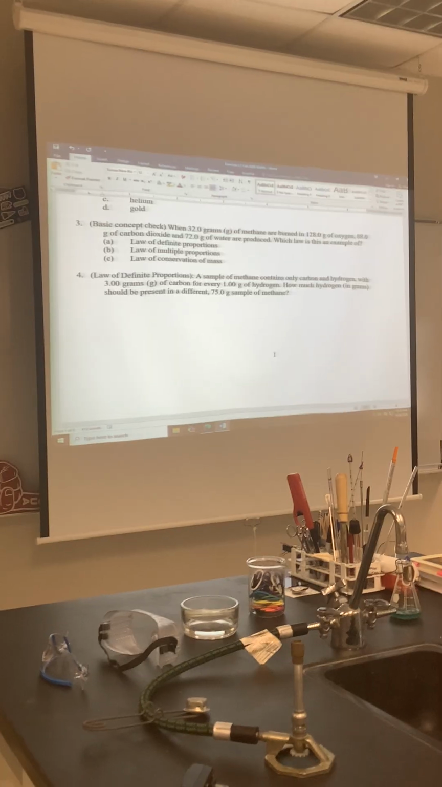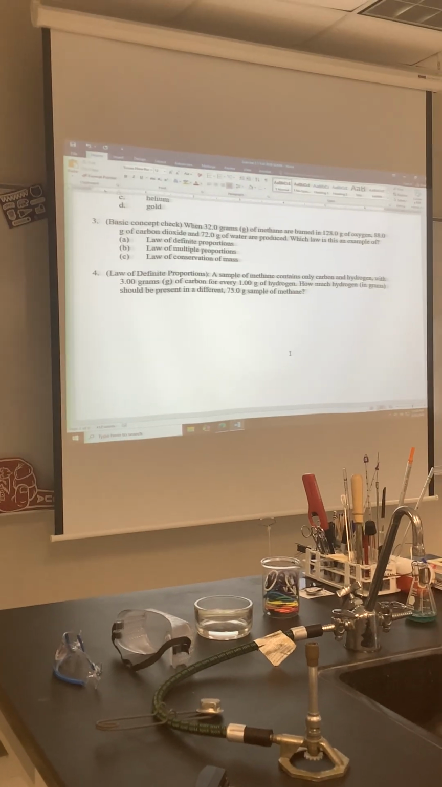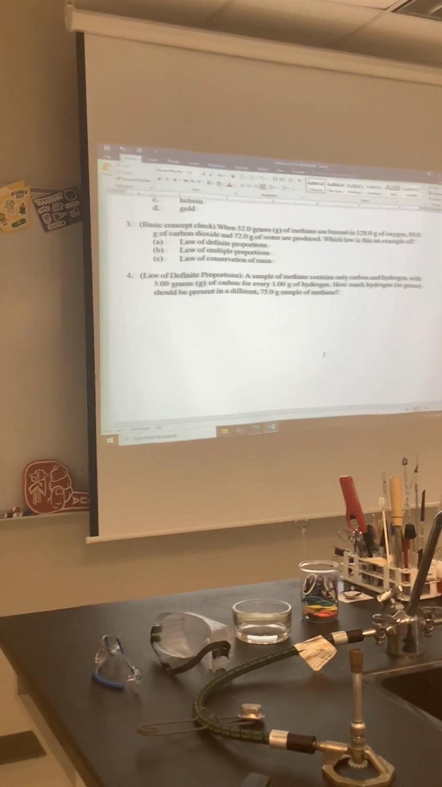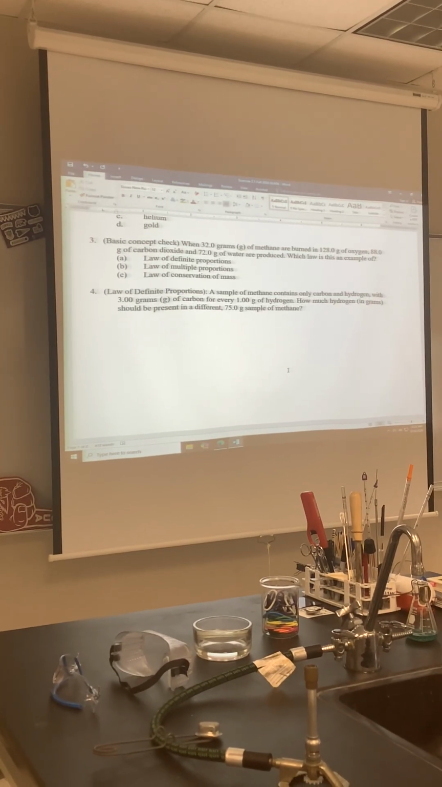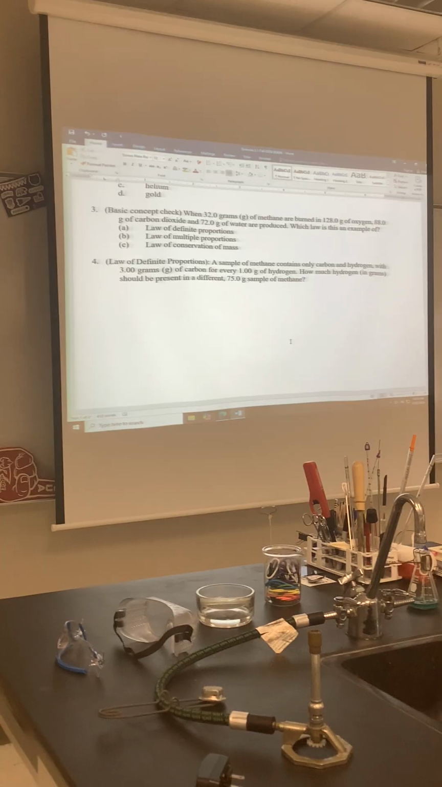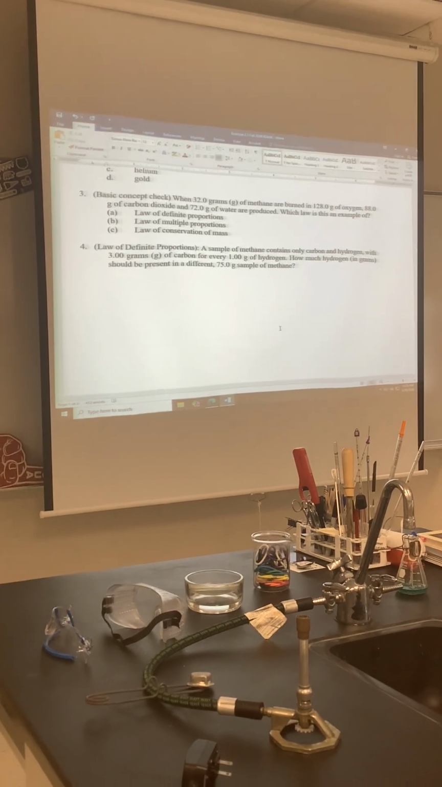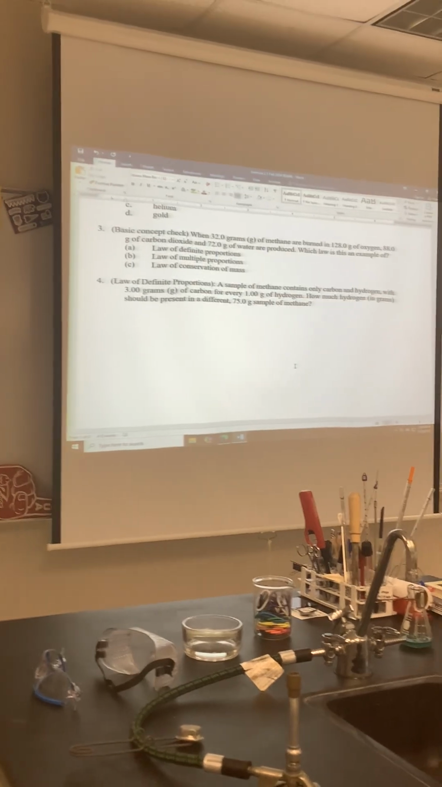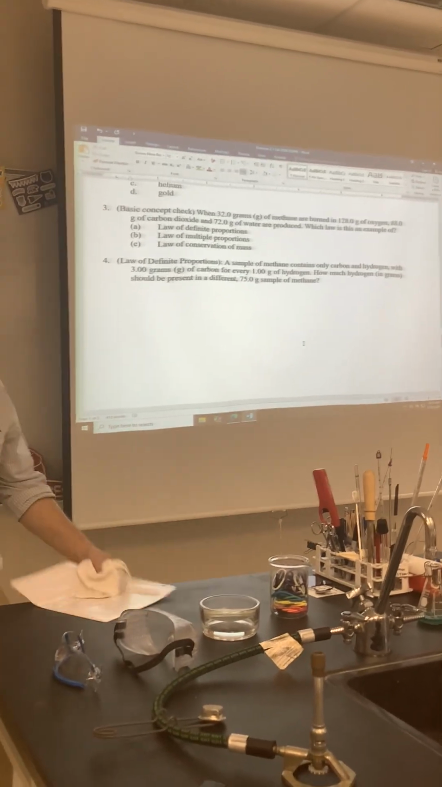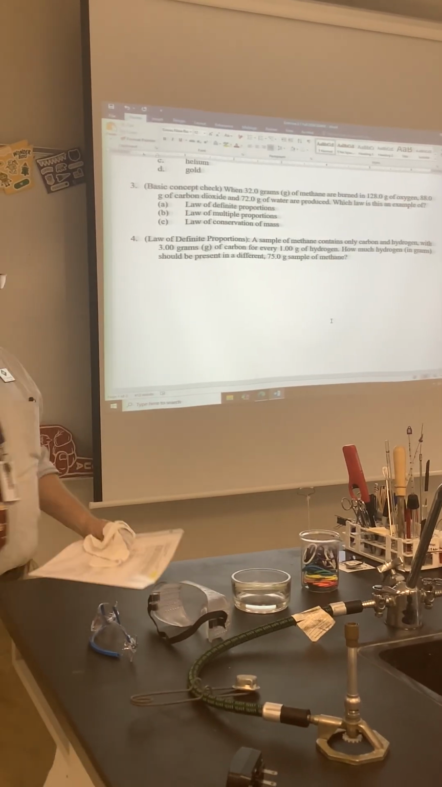4 is 1/4 of 16, and carbon is 3/4 of the total. So, the question asks, if I have a different 75 gram sample, how many grams of hydrogen would be in there? And people go, oh, it's 3 to 1, so 75 divided by 3 is 25. You would be wrong, okay?